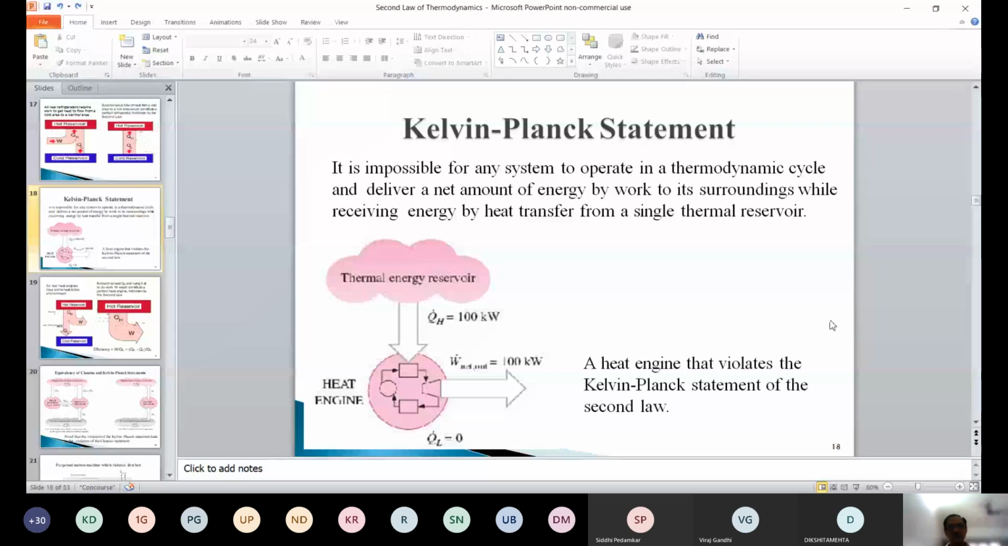Okay, so it's impossible for any system to operate in a thermodynamic cycle and deliver a net amount of energy by work to its surroundings while receiving energy by heat transfer from a single thermal reservoir. What it means is, if we have only a source and no sink, you cannot convert this to work. That means 100 kilowatts of heat cannot be converted to 100 kilowatts of work. We need to have another thermal reservoir which acts as a sink to reject the heat. Only then can we convert this energy from the source to work.